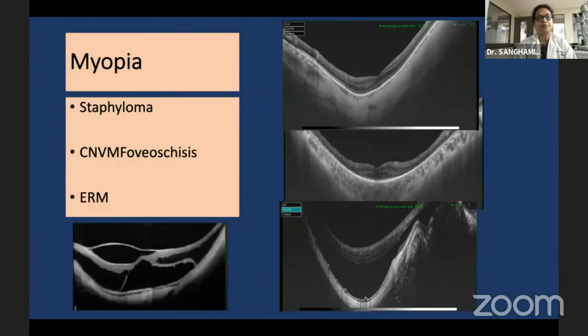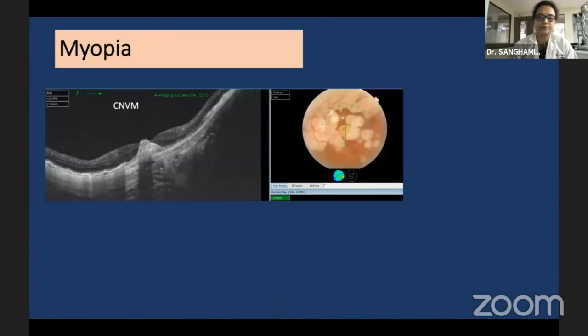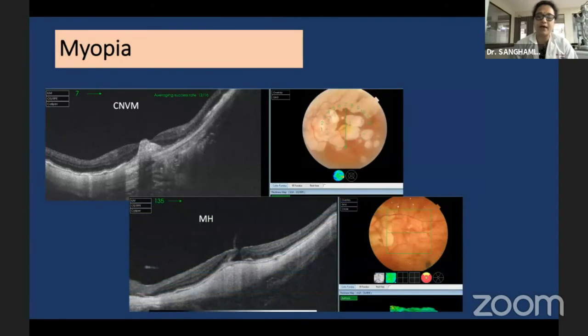In case of myopia, due to less contrast in the posterior pole, it sometimes becomes very difficult to differentiate a CNVM, an ERM, or a macular hole. So with OCT, you can very well delineate all this. Now, this is a case of a CNVM and this a macular hole where we were unable to locate it with our 78D.